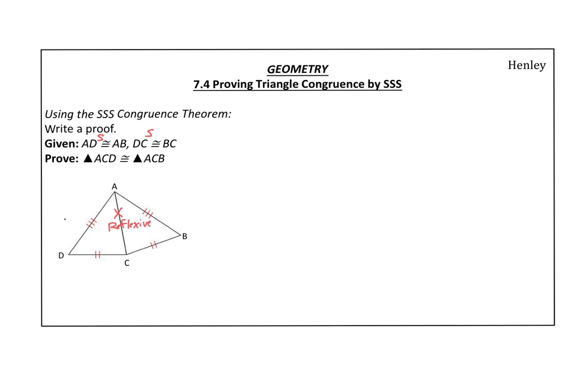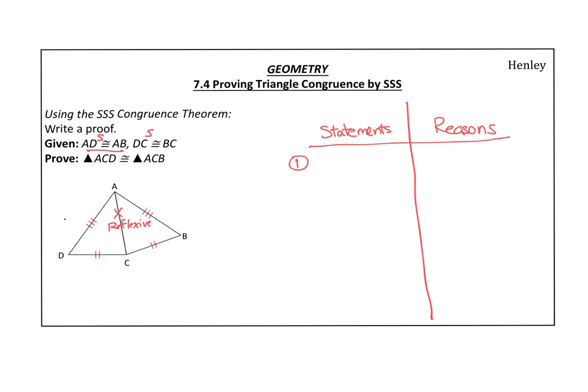Now, let's set up our proof. So we have statements and reasons. Anytime you're asked to write a proof, you set up these two columns. It's called a two-column proof. And also be sure to number each step. Number one, our given information is that side AD is congruent to side AB. And that's given information. We number it so we know what reason goes with what statement.